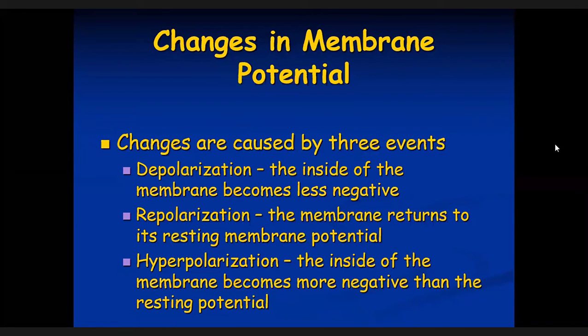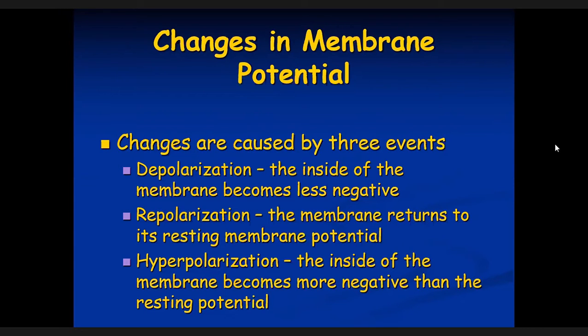So the changes in your membrane potential are caused by depolarization, when the inside of the membrane is less negative. Repolarization is when the membrane returns to resting membrane potential. So when the ions are already inside the membrane, it becomes repolarized. You cannot have an action potential anymore, so the membrane is at rest.